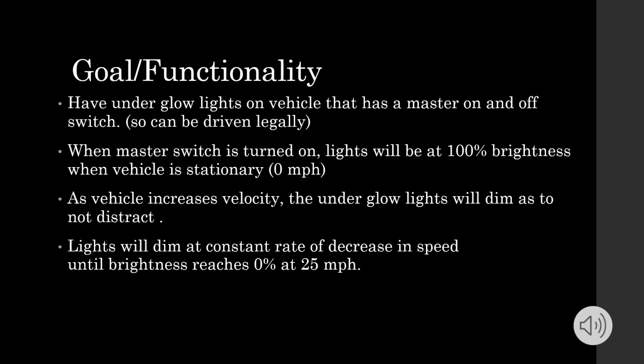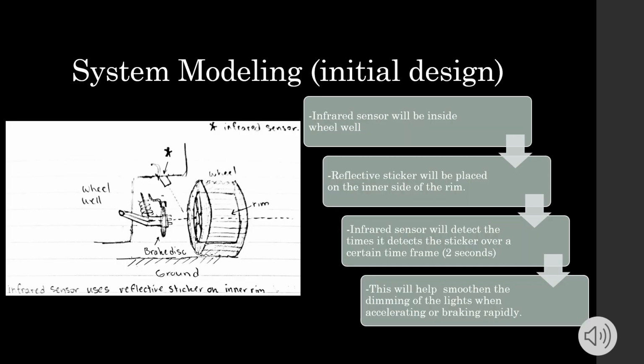When this master switch is turned on, the brightness of the LEDs at 0 miles an hour, meaning stationary, will be 100%, and at 25 miles an hour, these lights will essentially be at 0% brightness, so technically off. The goal is to have a slowly decaying slope, which allows these lights to be dimmable.